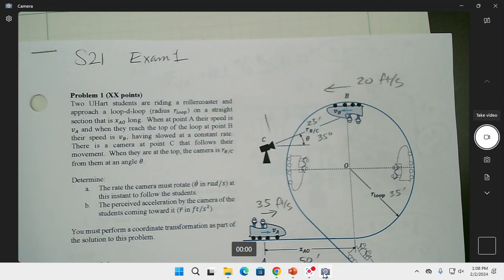But anyway, as we're going through, I would proceed to write stuff down that I knew. And hopefully the act of doing that was going to trigger what we know. Well, let's read this. Two U-Heart students are riding a roller coaster and approach a loop-de-loop, with the radius of our loop right here. I might have written that down somewhere. R loop equals, and I think a lot of times what I'll do is I'll write this out and make it like a little box with the values in it.